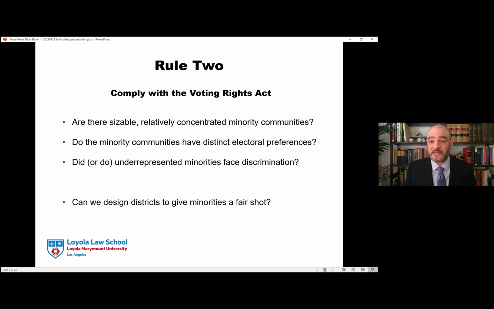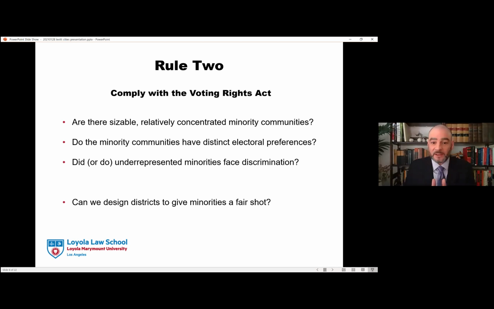The Federal Voting Rights Act here, the California Voting Rights Act won't apply if you already have districts or if you're drawing districts. The Federal Voting Rights Act does. And there are 4 simple things to keep in mind. You won't always have an obligation under the Federal Voting Rights Act. But if there are sizable and relatively concentrated minority communities, if those communities have distinct electoral preferences, that's not always on a partisan basis, not always whether they vote Democratic or Republican.